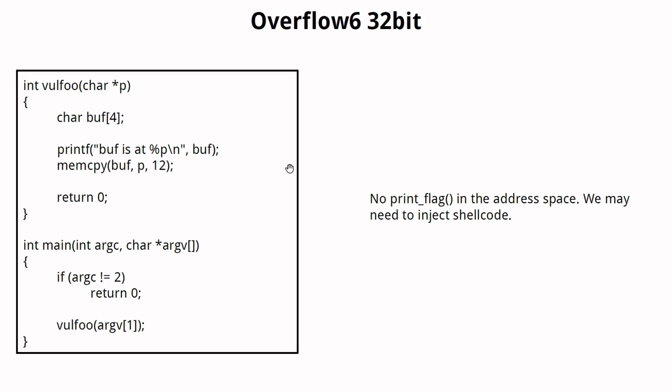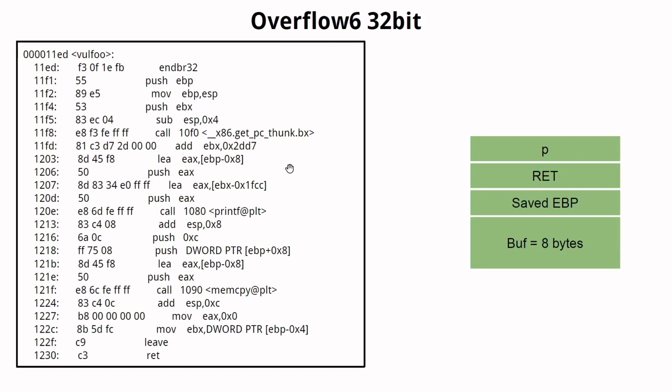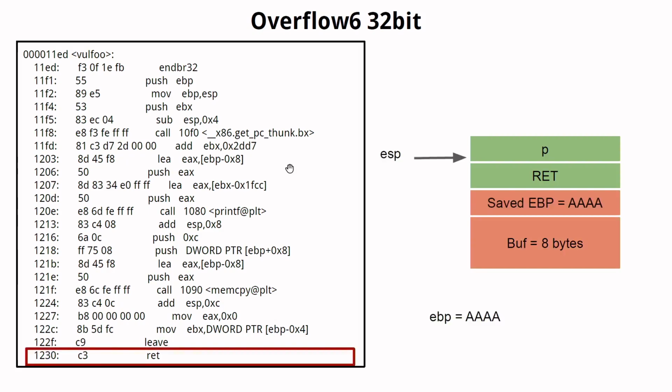There is no print flag in the address space, which means we have to inject the shellcode in this case, for what we have learned so far. With what we will learn later, return-oriented programming, you don't need to inject the shellcode. So let's take a look at the disassembly here, line by line, not only valfoo but also the main function, and try to see, even if we cannot override the return address, how can we perform a control flow hijacking attack here?